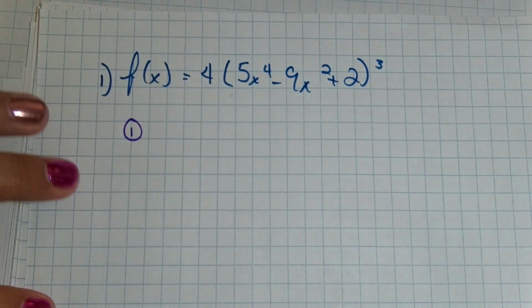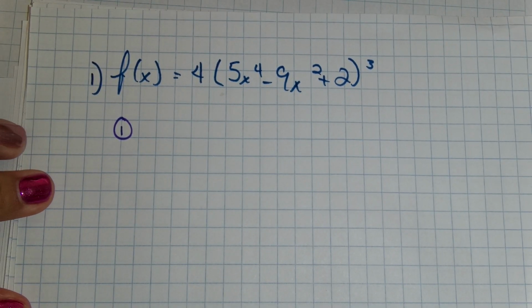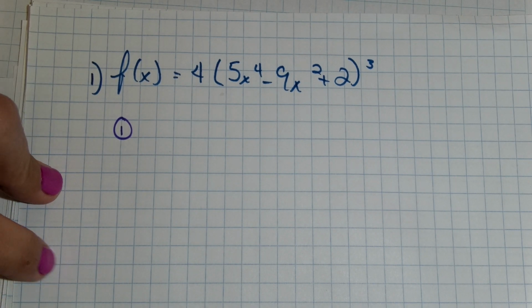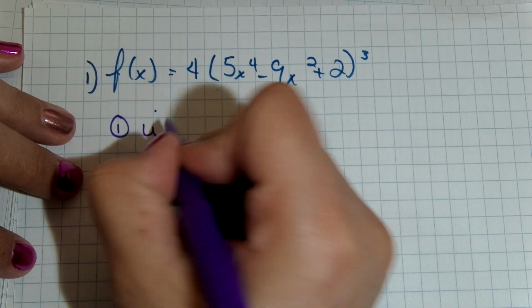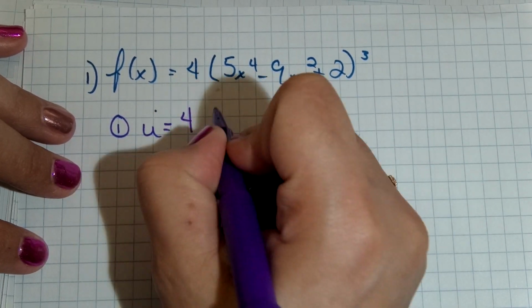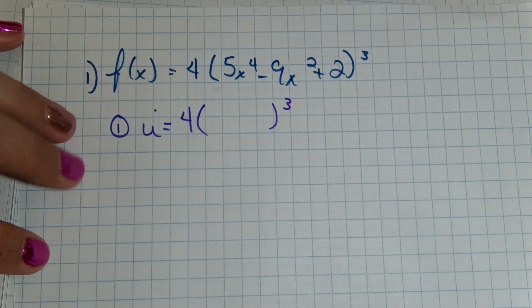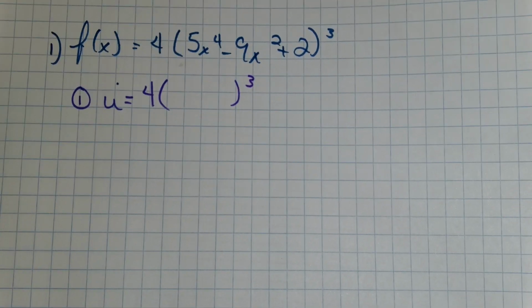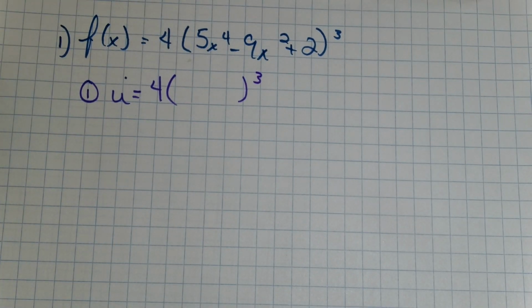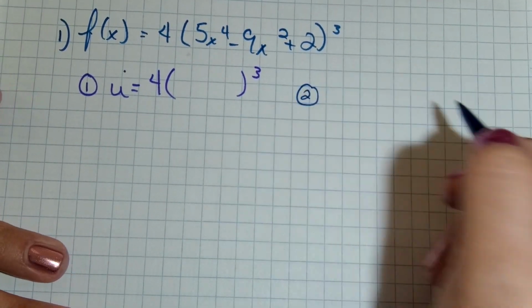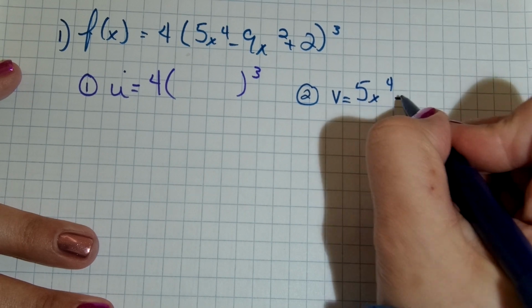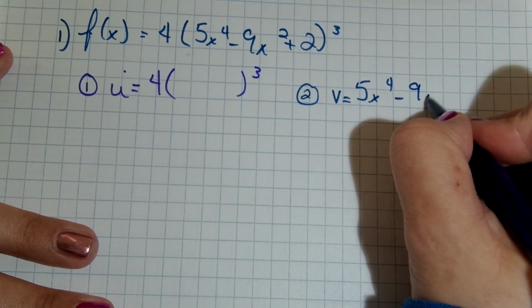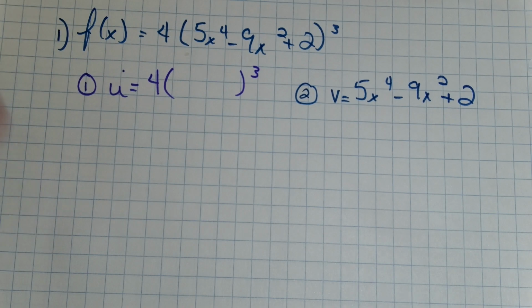First step, I need to label my outside function. Can anybody tell me what my outside function is? 4 parentheses 3. Very good. So u is 4 parentheses 3. I don't know who said that, but thank you. Now, what is my inside function? 5x to the 4th minus 9x squared plus 2. Good job, Brian and Brian.